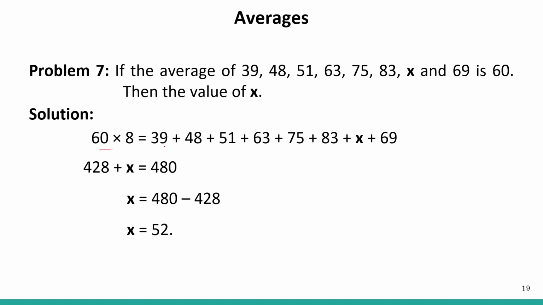So 60 into 8 is equal to what? 39 plus 48 plus 51 plus 63 plus 75 plus 83 plus x plus 69 is equal to 428 plus x, which is equal to 480, right? So x is equal to 480 minus 428. So x is equal to 52 is the correct answer.